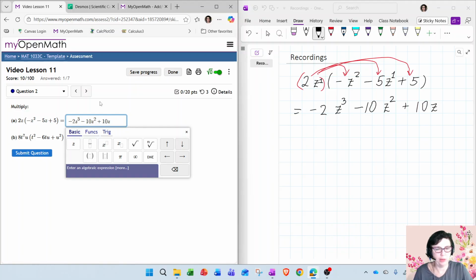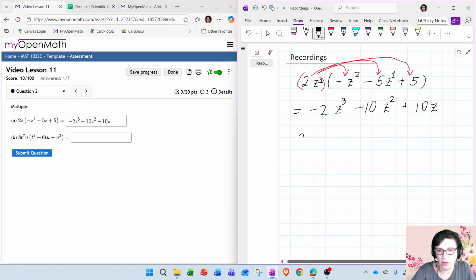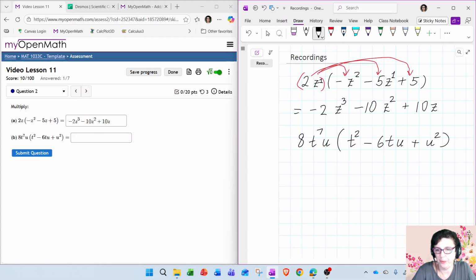By the way, as you can see, my Open Math also conveniently gives you a way to just click on z. Now, for the next question, it's 8 t to the power 7 u multiplied by t squared minus 6tu plus u squared. We are doing the exact same thing. We are distributing this term to each term in the trinomial.